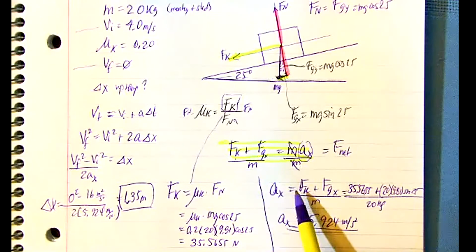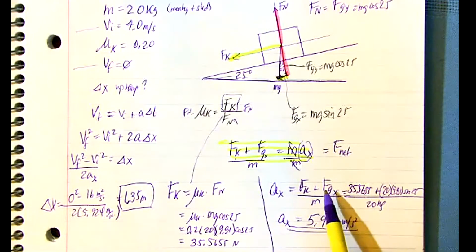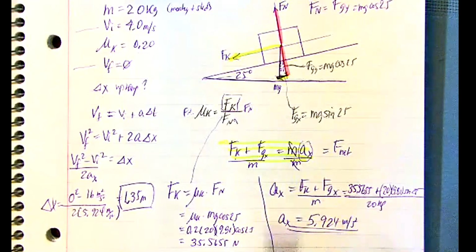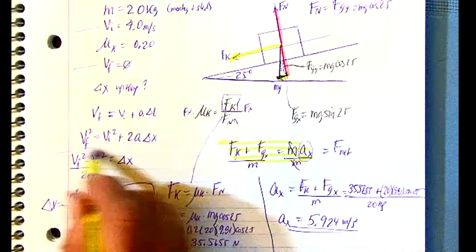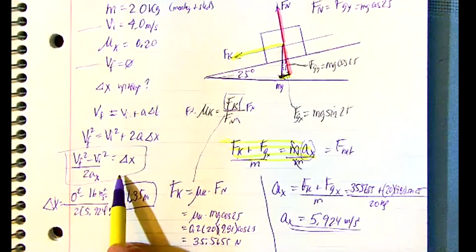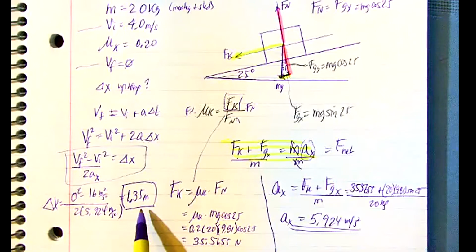So we end up with Fk plus mg in the x direction, the gravitational force in the x direction, all that divided by the mass, and that's how we got our acceleration. Then the acceleration we can plug into our kinematic equation, which we already have ready for us for the displacement, and we came up with 1.35 meters. Okay, now that's one way to do the problem. It is not the only way.